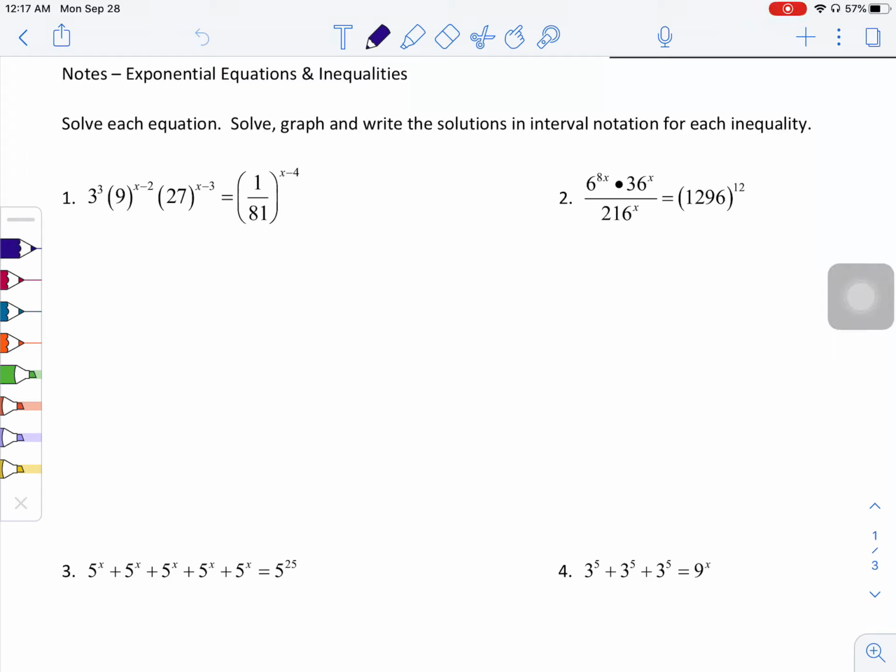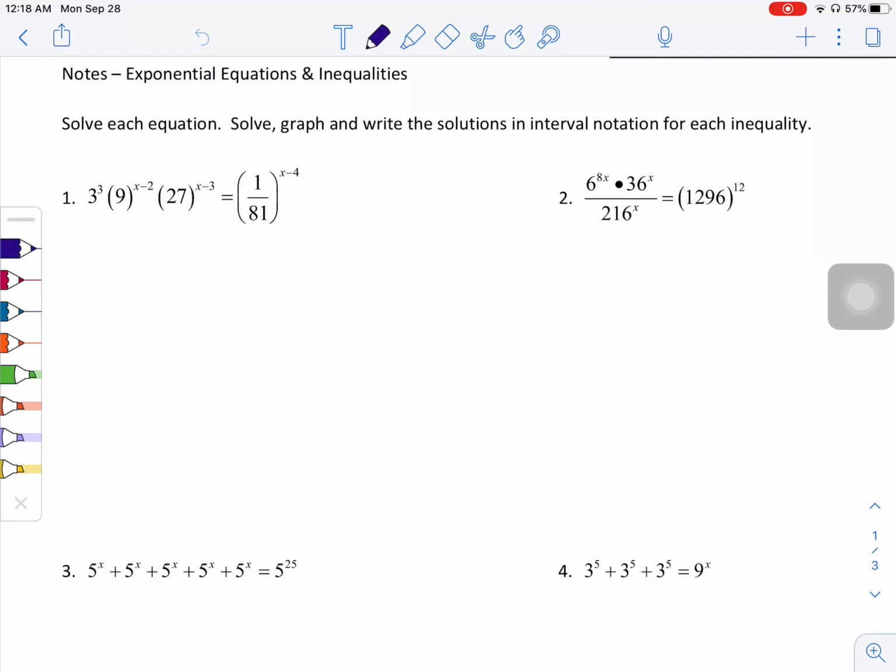So in this video, I'm going to talk about exponential equations and exponential inequalities. We've actually done a little bit of this work in the first unit when we were talking about creating common bases and rewriting expressions before we could apply some of our exponent rules. So that's exactly what we're going to do with these problems.